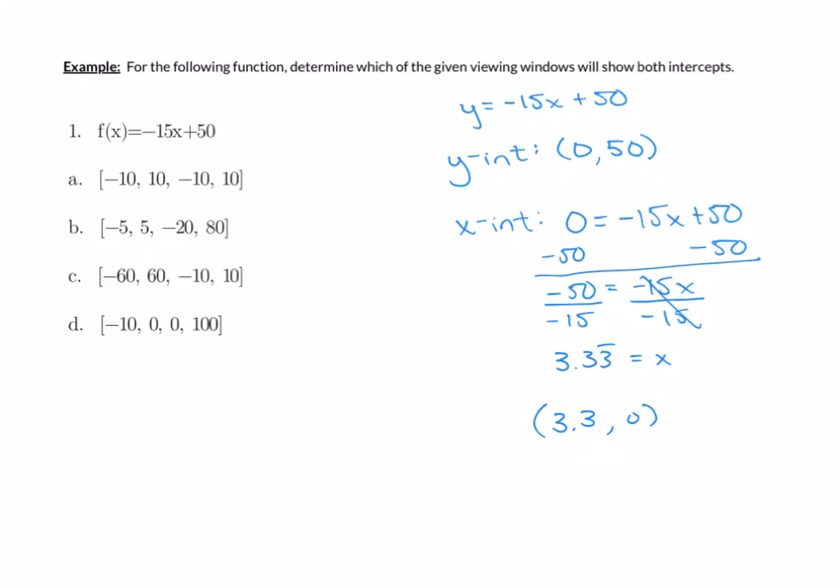So 3.3, let's start with our x-intercept. Is that between negative 10 and 10? The answer is yes. Okay, let's check our y-intercept. 0, 50. Is 50 between negative 10 and 10? The answer is no. So this is not a good window.